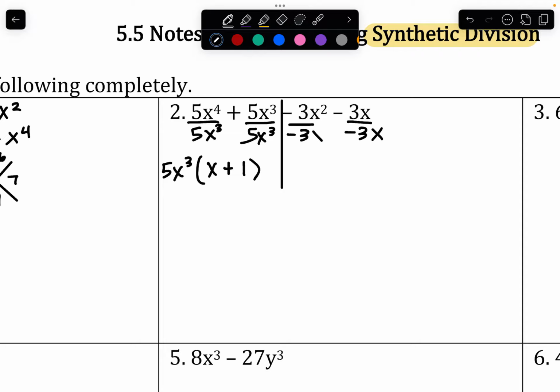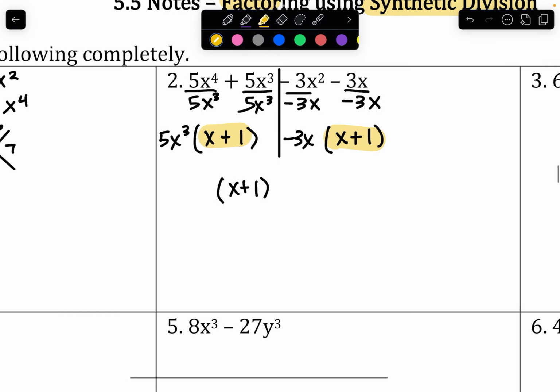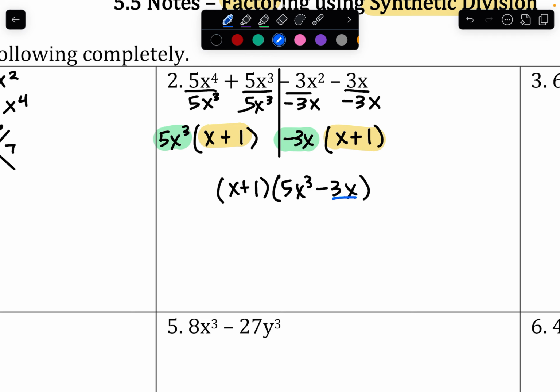Here the leading term is negative, and we can also divide out a 3, and we can also divide out an x. Okay, and so that would leave me with x and then plus 1. Because my parentheses match, that means everything is good. That means x plus 1 is one of my factors, and the other factor comes from the 5x cubed minus 3x. Now, you're probably noticing that my second factor still has a GCF.